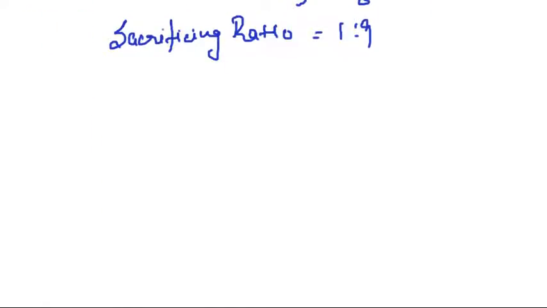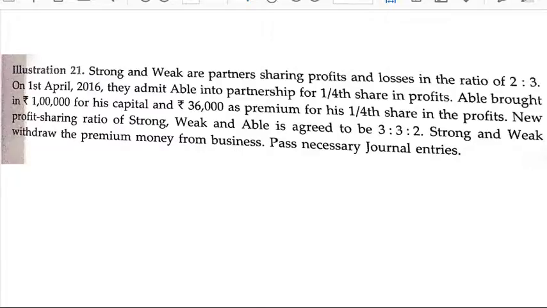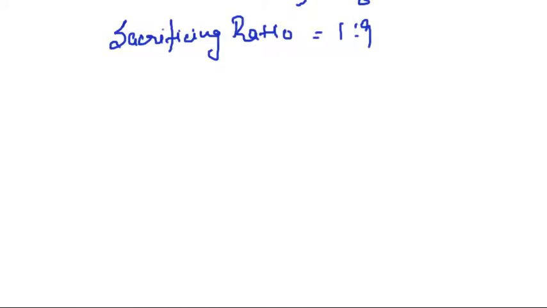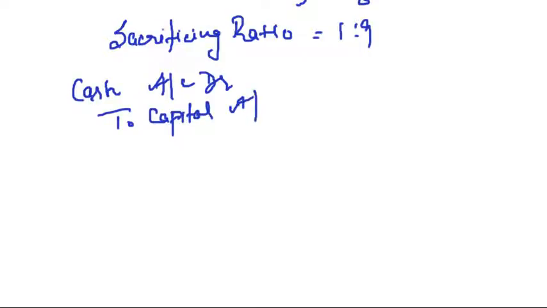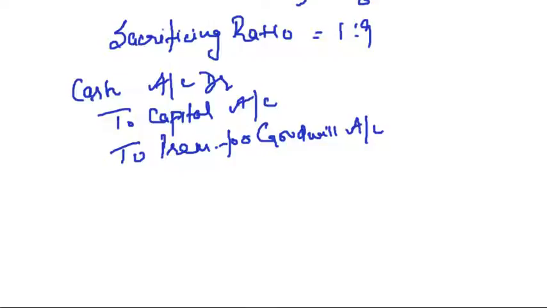First of all, is he bringing some capital? Yes, 1 lakh as capital and 36,000 as premium for goodwill. What will be the journal entry? Cash account debit to capital account, to premium for goodwill account. How much is the capital? 1 lakh. How much is premium for goodwill? 36,000. What is the total amount? 1,36,000.